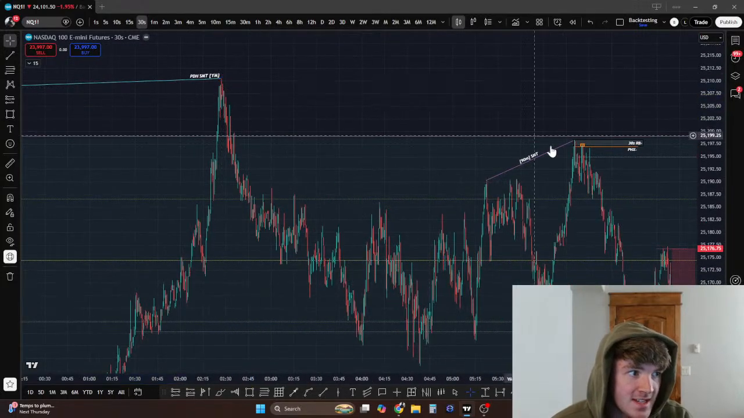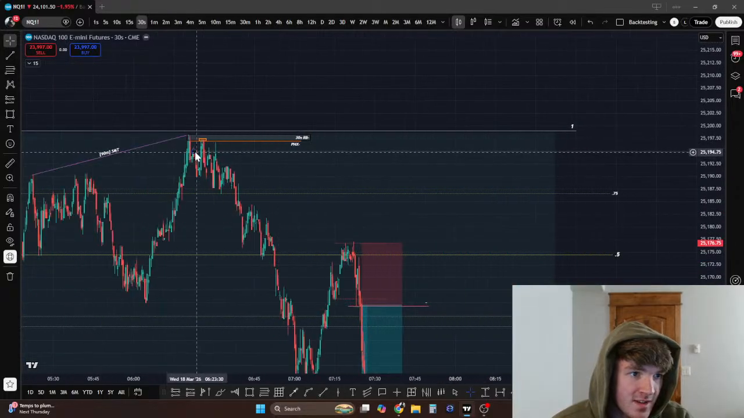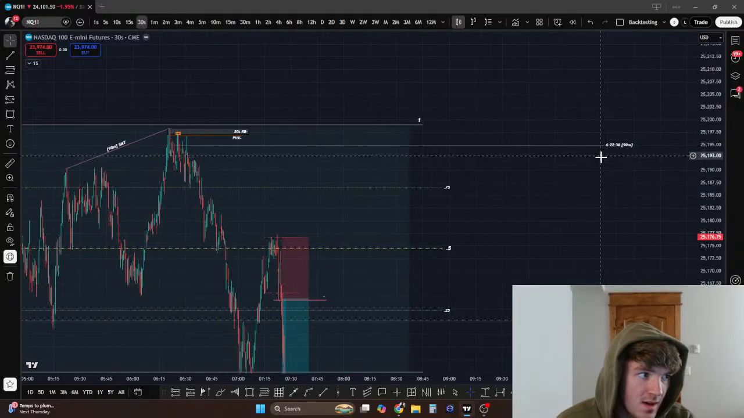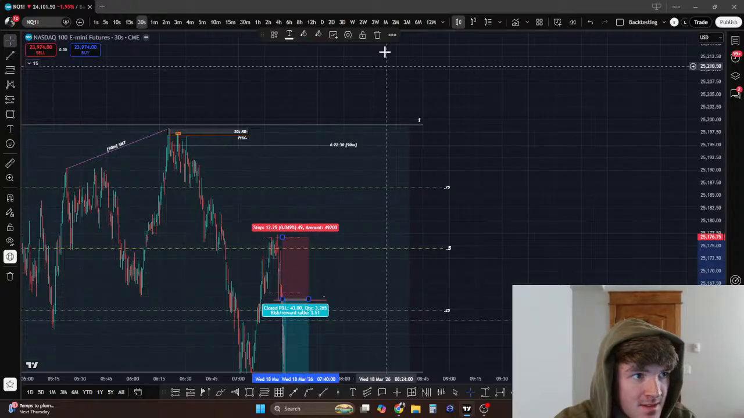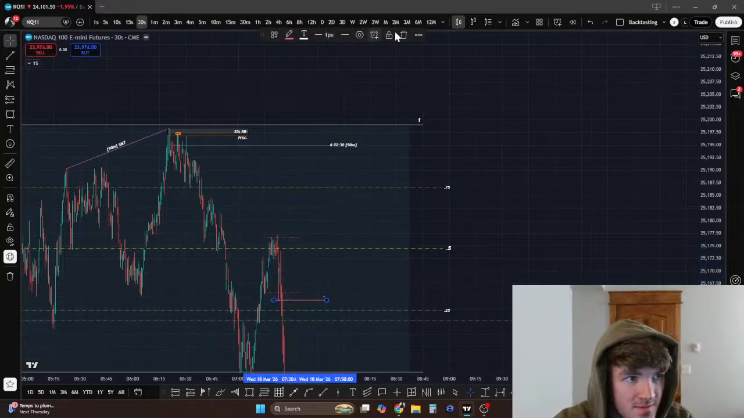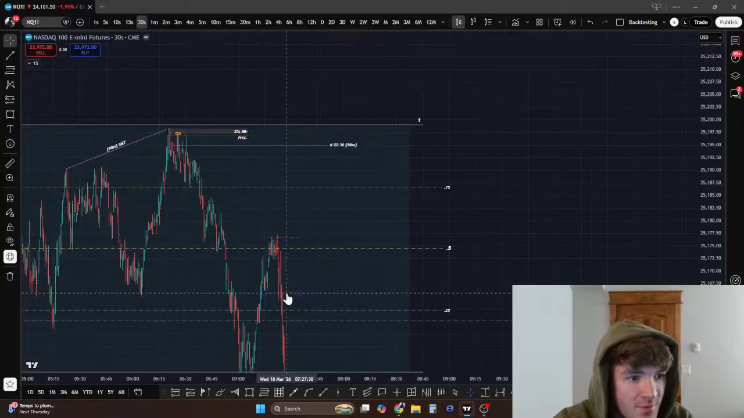So what's so fascinating about this? Well, there's a rejection block here. The true open forms here. And this is how you could have top ticked the entire weekly range. You could have top ticked. Well, maybe not top ticked, but within like a few points.